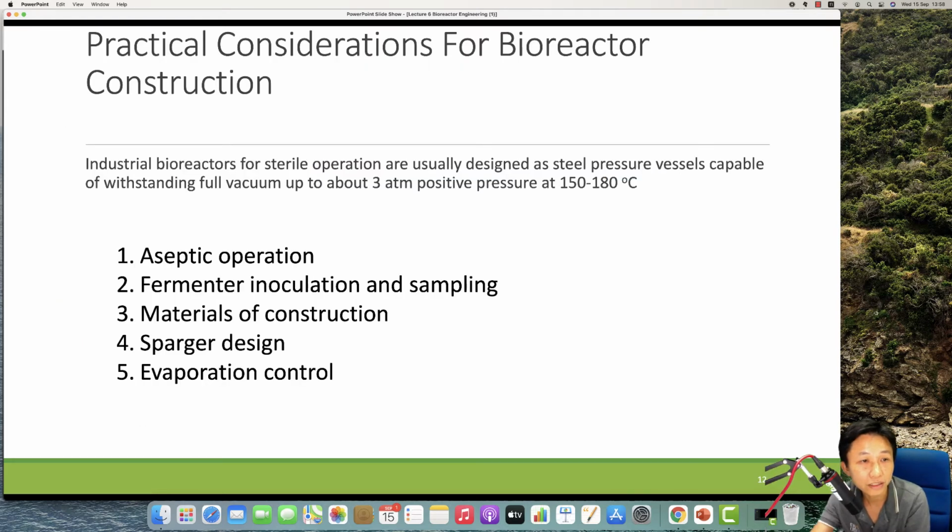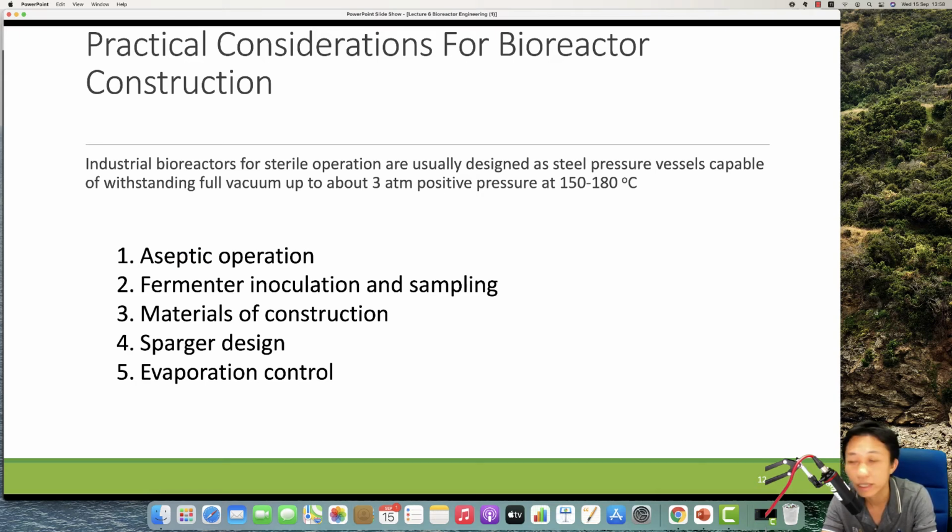So for the industrial bioreactor, sterilized operation is very important. Sometimes it can withstand 3 atm, and the pressure is above atm, and the temperature is around 150 to 180 degrees Celsius. For the industrial bioreactor, we need to consider aseptic operation, how we clean the system.